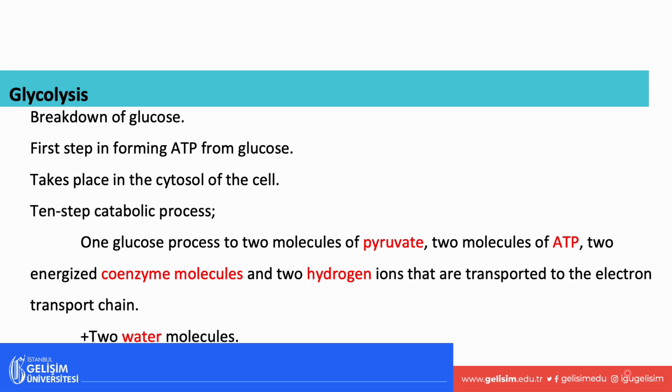Again, glycolysis is the first step in breaking down glucose to form ATP. It takes place in the cytosol of the cell and involves a 10-step process. We're not going to go into all these steps, but very simplistically, during glycolysis, one glucose molecule ends up being converted into 2 molecules of pyruvate. You'll also produce 2 molecules of ATP, and 2 NADH, and then you also get a couple of hydrogen ions.